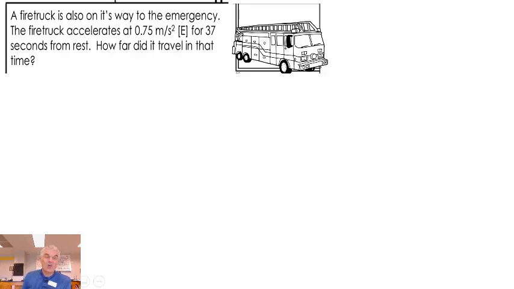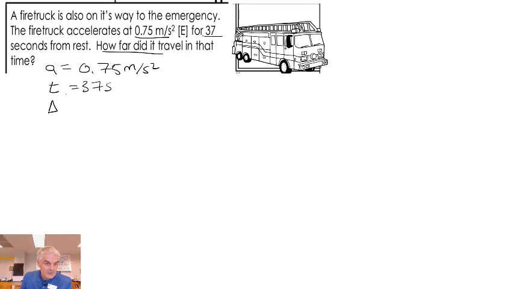The fire truck is also on its way to the same emergency. It accelerates, A equals 0.75 meters per second squared, for 37 seconds, T equals 37 seconds. How far did it travel in that time? So they're asking for delta D.